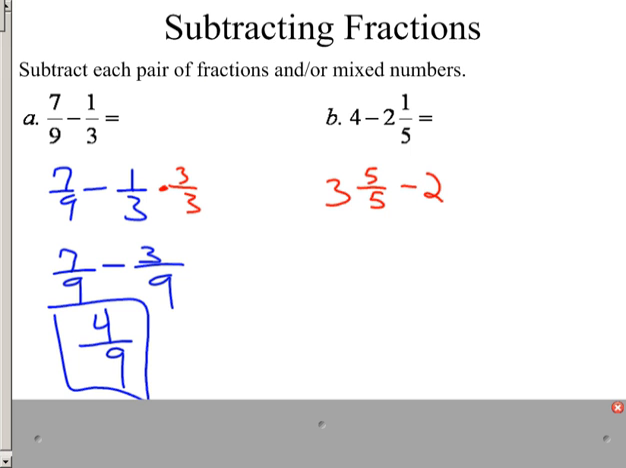Here's 2 1/5. Subtract the whole number parts. 3 minus 2 is 1. 5 minus 1 is 4. The denominator is 5. There it is, 1 4/5. Questions on that particular problem? Everybody have it? Let's take a look on the calculator.